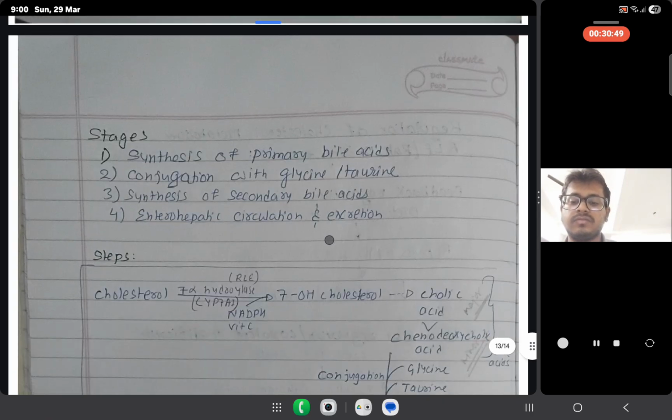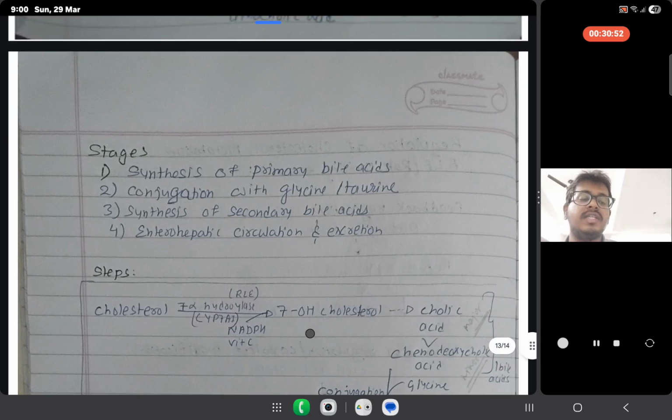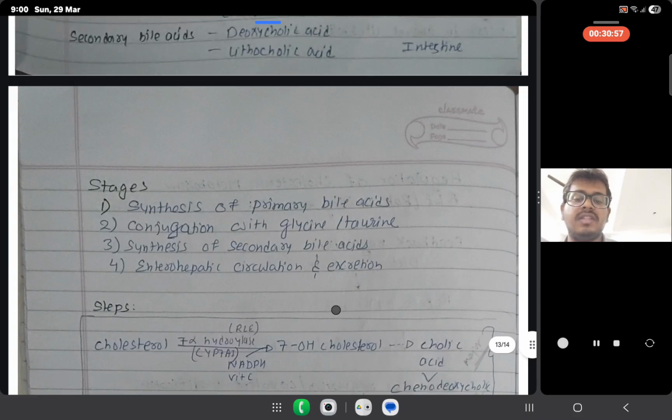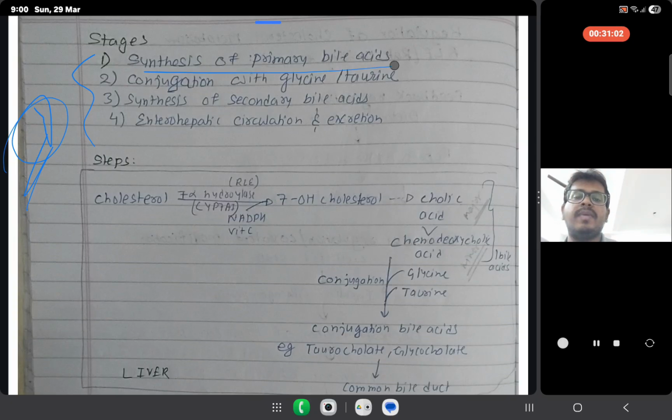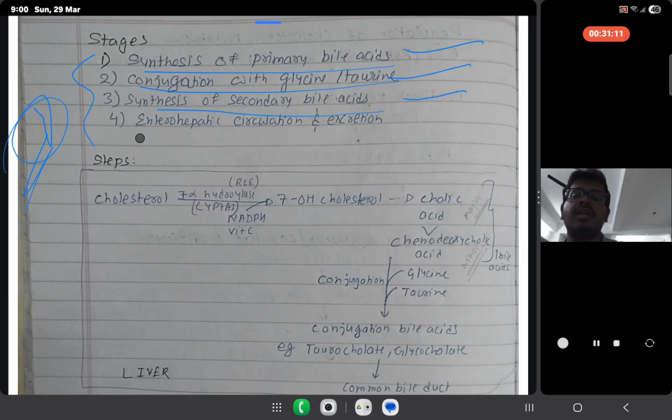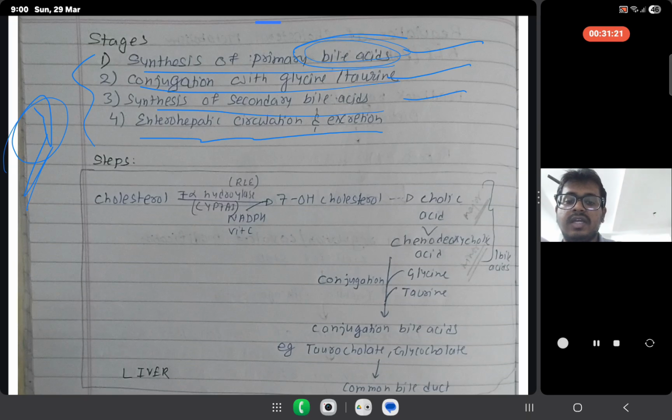Now, what are the stages of bile acid synthesis? They are divided into four stages. First is synthesis of primary bile acid, second is conjugation with glycine, third is synthesis of secondary bile acid, and fourth is enterohepatic circulation and excretion. Therefore: synthesis, conjugation, synthesis, circulation.